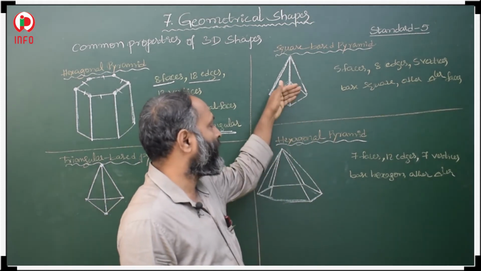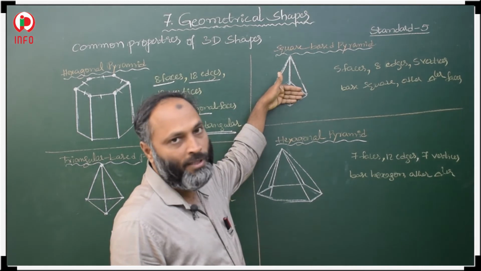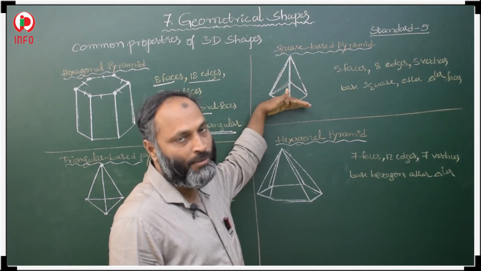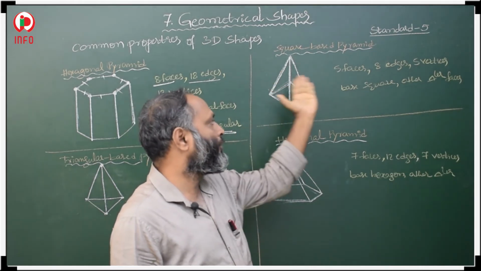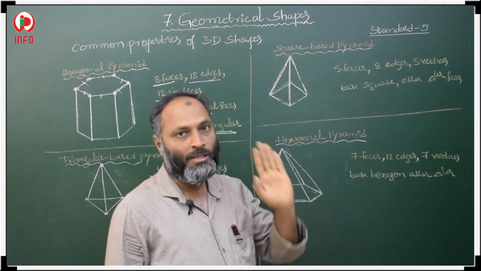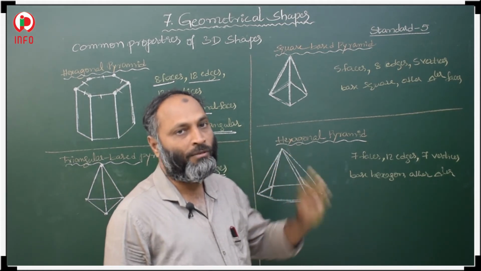So the base is square. So this is one face. The bottom is in square shape. That is one face. Surrounding 4 shapes are triangular shapes. So 1 plus 4, total 5 faces.